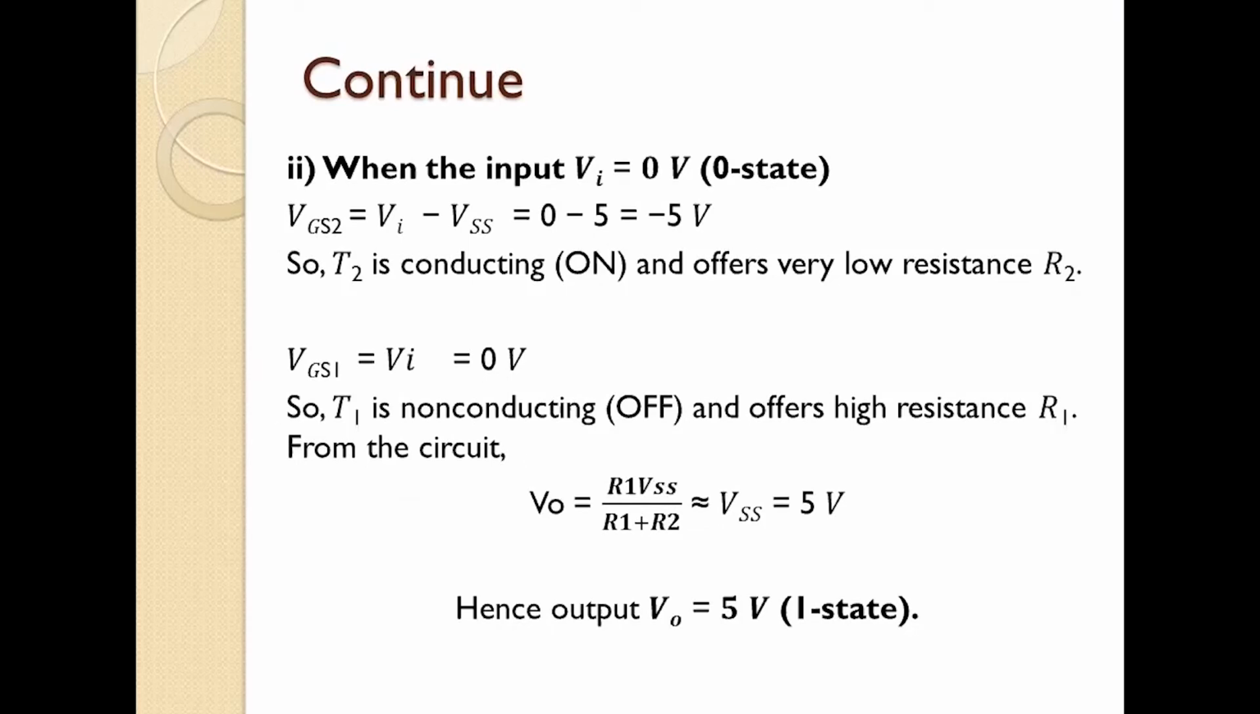So 0 volt means your NMOS won't conduct. That means off. If it is off, high resistance. R1 here is high. From the circuit, V0 is equal to the same formula, R1 into VSS divided by the sum of the two resistances, R1 plus R2. VSS is how much? That is common 5 volt. R1 is high resistance. High means what? 1. 1 into 5, 5. Therefore, you get 5.